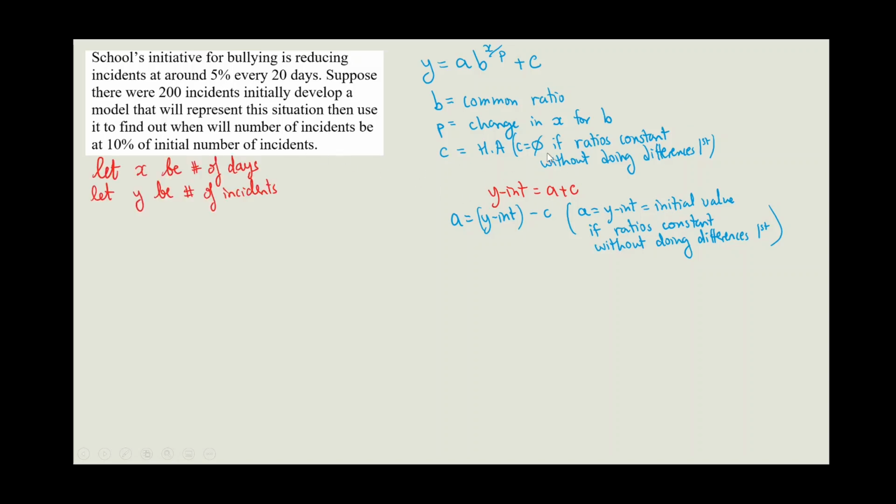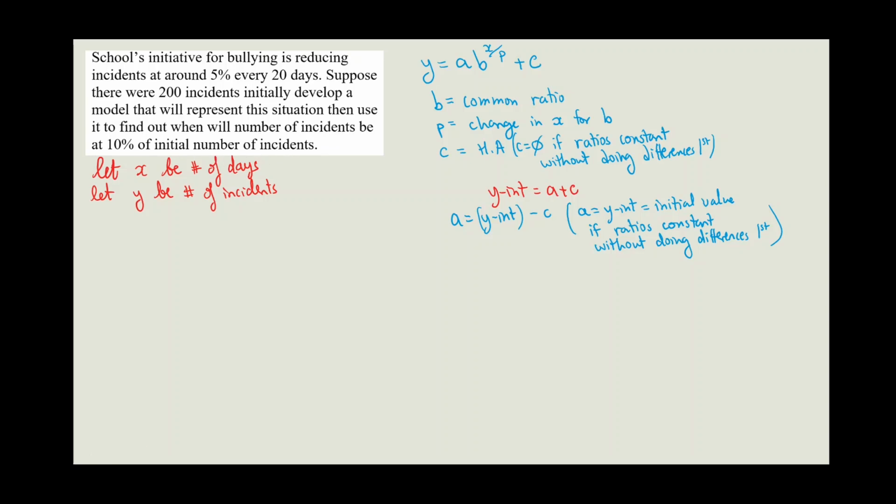So let's start off by saying the let statements and reading the question. We have school's initiative for bullying is reducing incidents at around 5% every 20 days. Suppose there were 200 incidents initially. Develop a model that will represent the situation, then use it to find out when will the number of incidents be 10% of initial number of incidents.